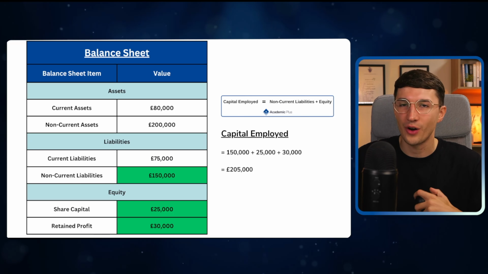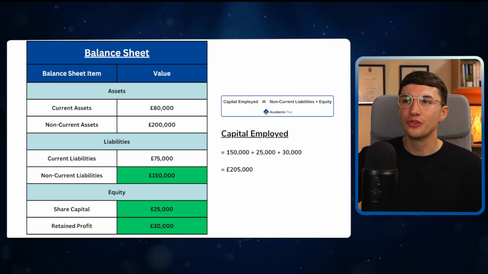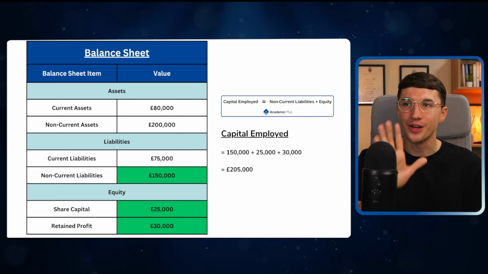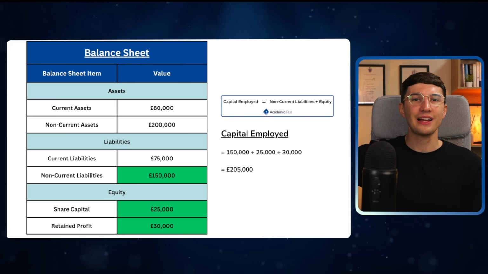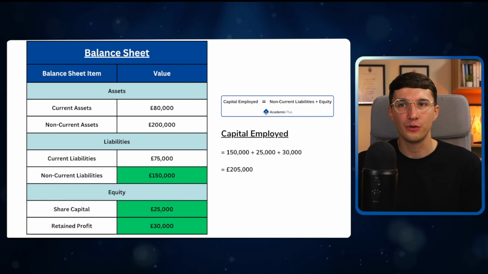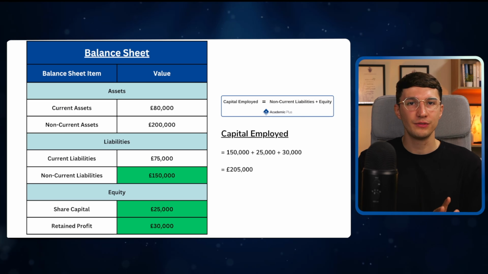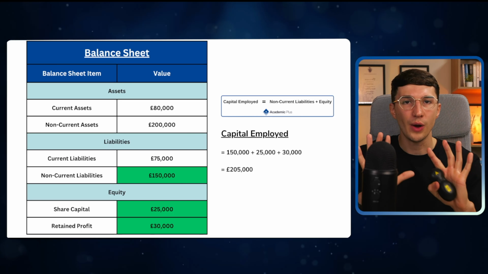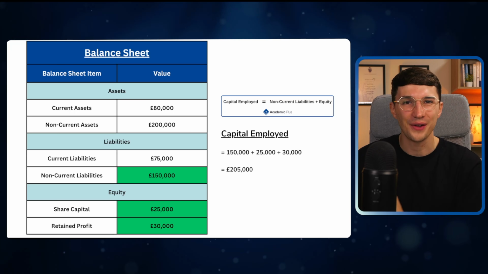This gives you a capital employed of £205,000. Now, yes, you could also do it in terms of your total assets minus your current liabilities. Total assets are equal to £280,000 minus your current liabilities of £75,000. It would still give you a capital employed of £205,000.